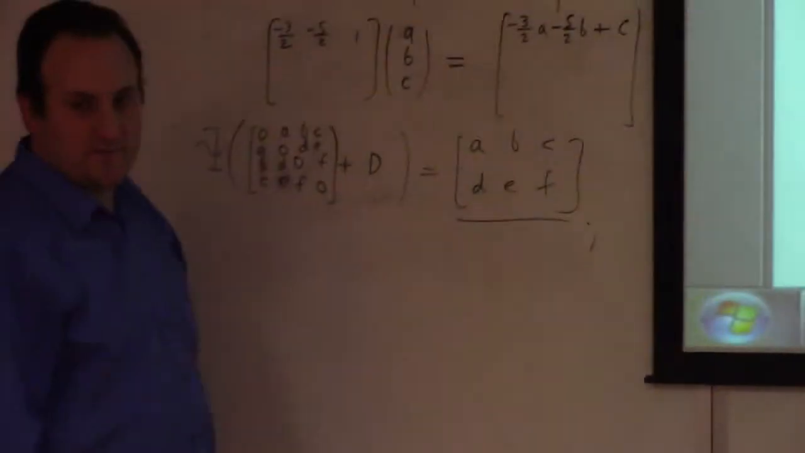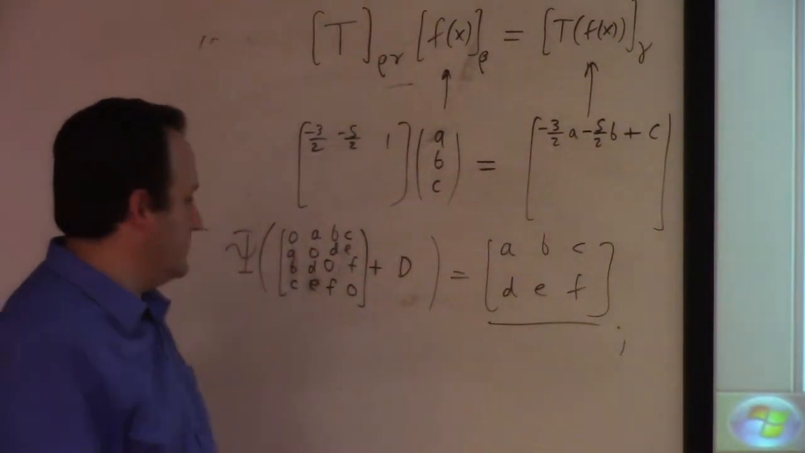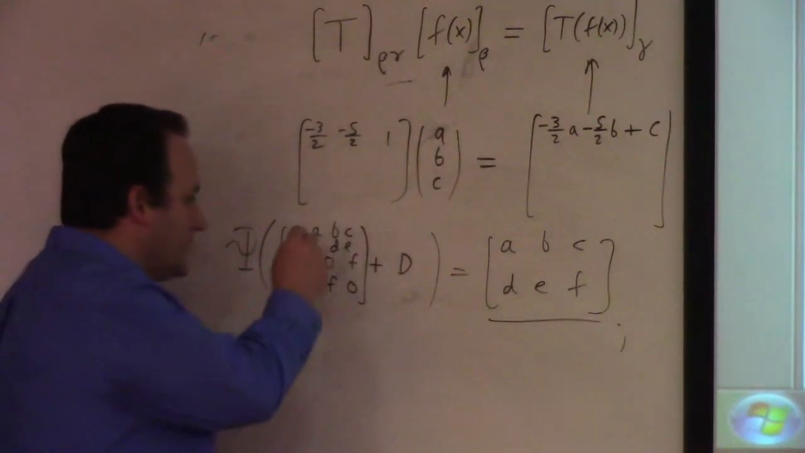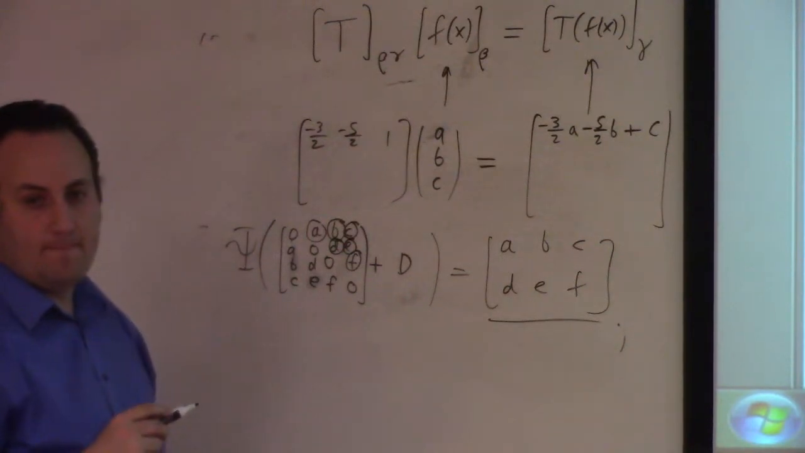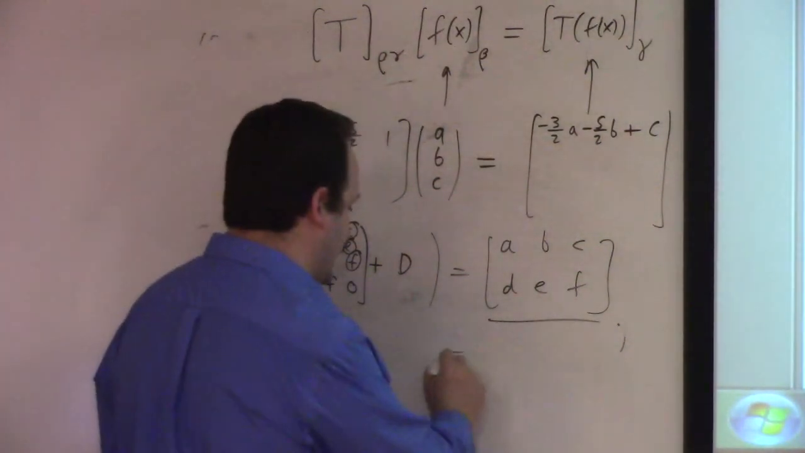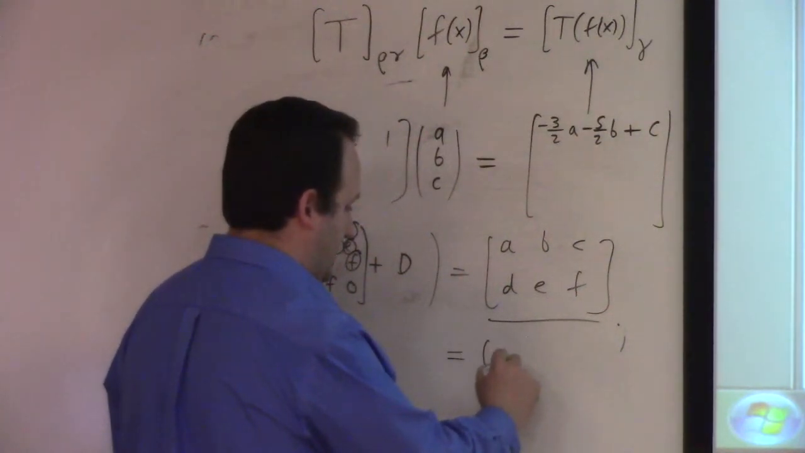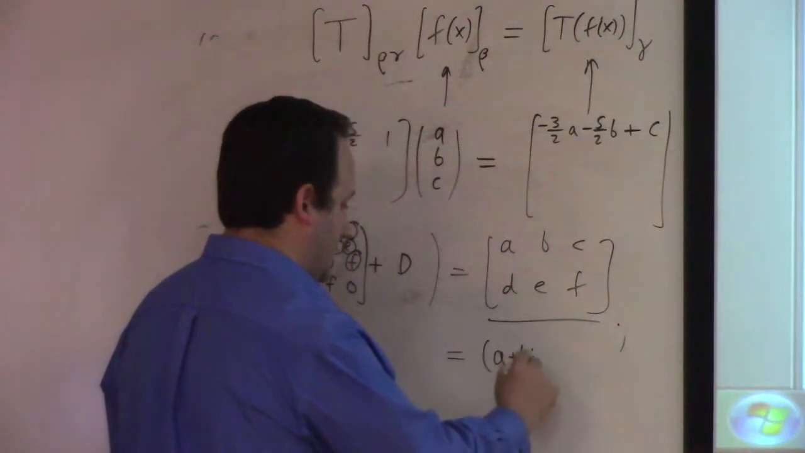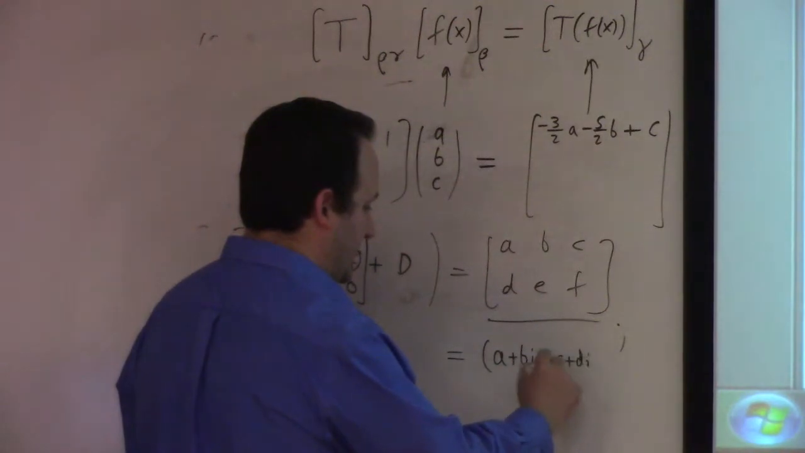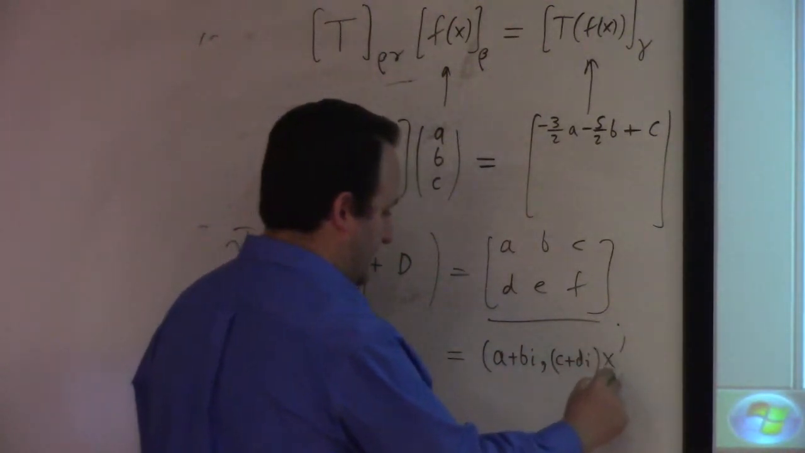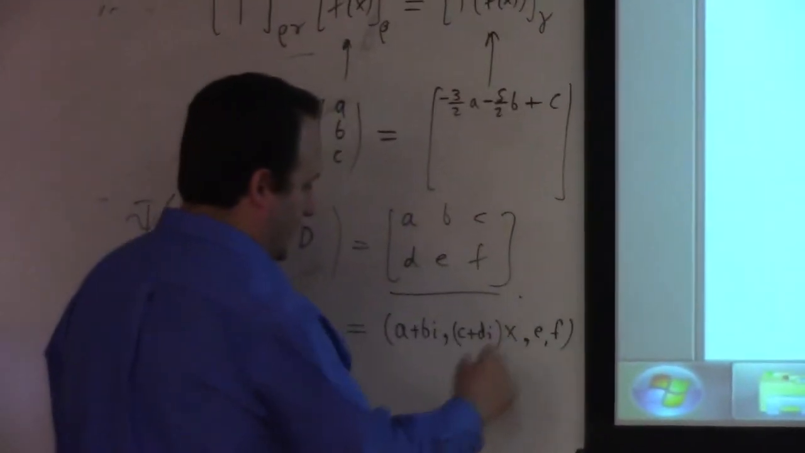Oh, okay, so you mapped that 4 by 4 to a 2 by 3. Well, there's really only 6 free parameters here, so you only have to account for those. Right. I could also map to other stuff, like for example, A plus Bi, comma, C plus Di times x, and then comma E, comma F. I can do that.